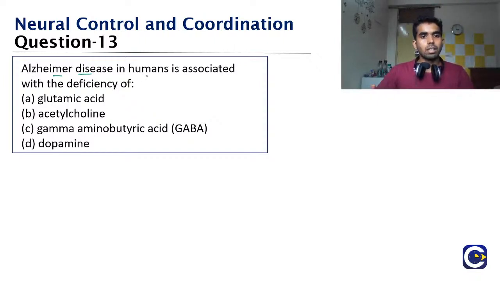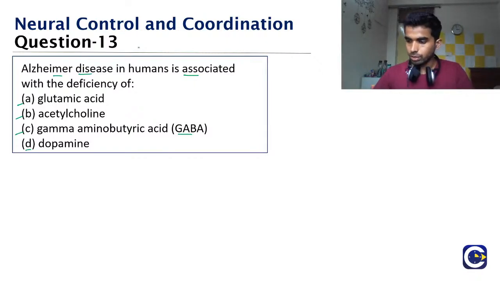Alzheimer's disease in humans is associated with the deficiency of option A, glutamic acid, option B, acetylcholine, option C, gamma aminobutyric acid, that is GABA, option D, dopamine. So these are the options. Now tell me, what do you mean by Alzheimer's disease? Alzheimer's disease is a condition where the memory of the person gradually deteriorates. So what is the reason for this?